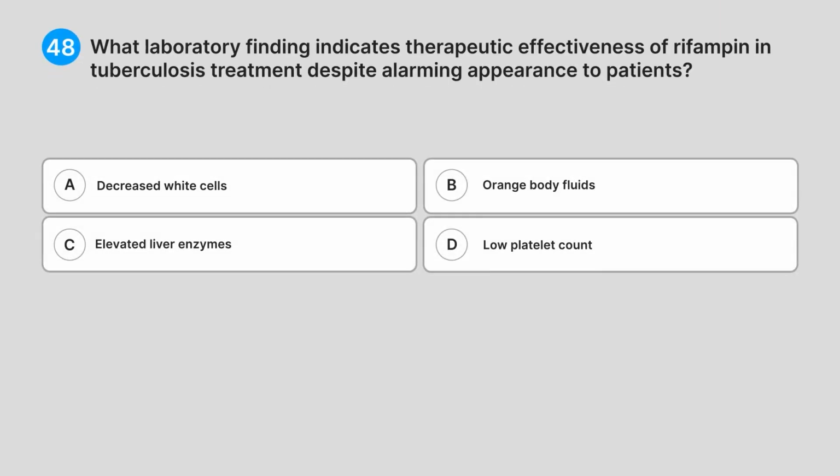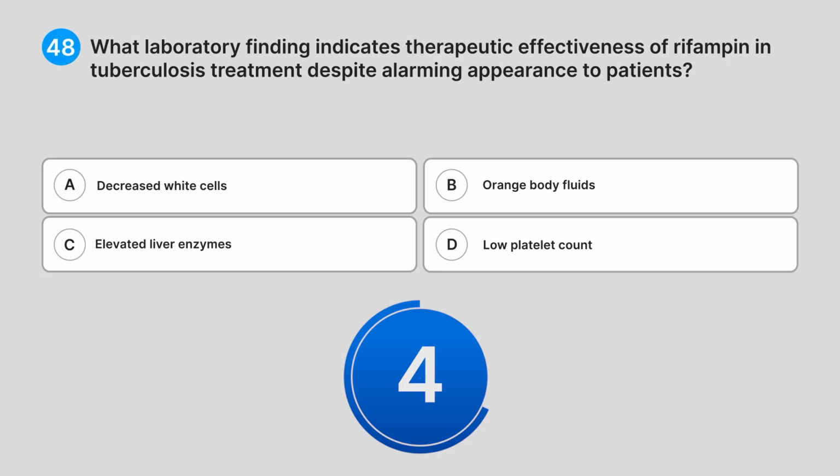48. What laboratory finding indicates therapeutic effectiveness of rifampin in tuberculosis treatment despite alarming appearance to patients? A. Decreased white cells. B. Orange body fluids. C. Elevated liver enzymes. D. Low platelet count. Do you know the answer?